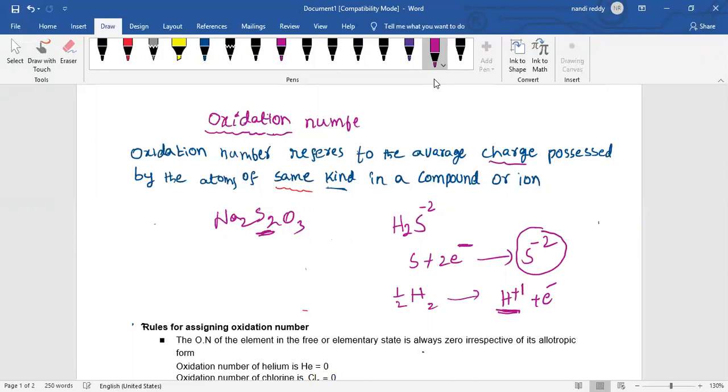Clear? To calculate this oxidation number, positive or negative, we have some rules. We are going to see those rules here step by step. Please follow these rules, and you have to remember all of them. Then only we can calculate oxidation number perfectly. By using these rules, we can try to calculate previous JEE questions as well as NEET questions. Both we can do. Okay, we can see one by one, step by step.